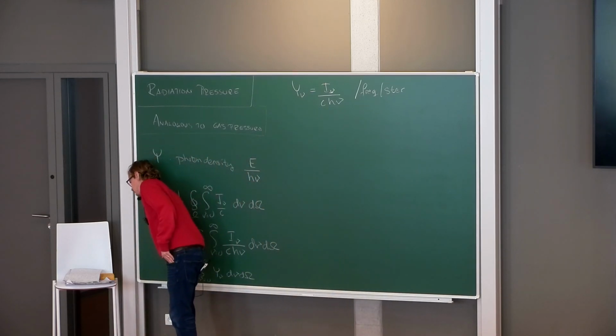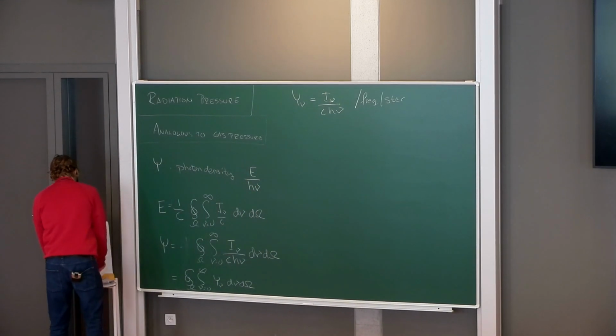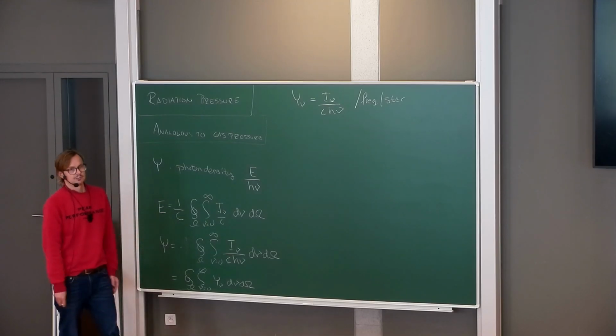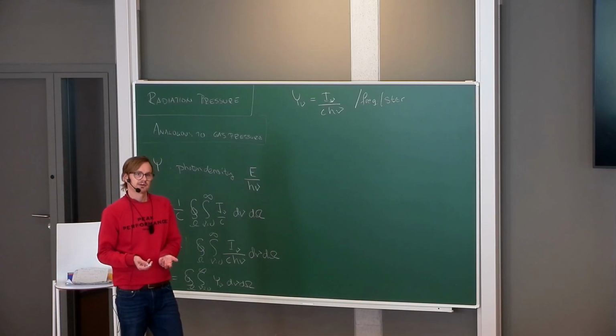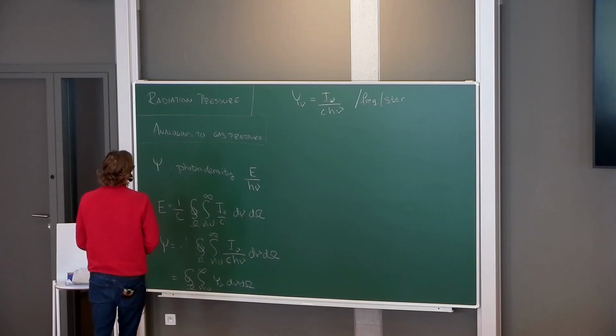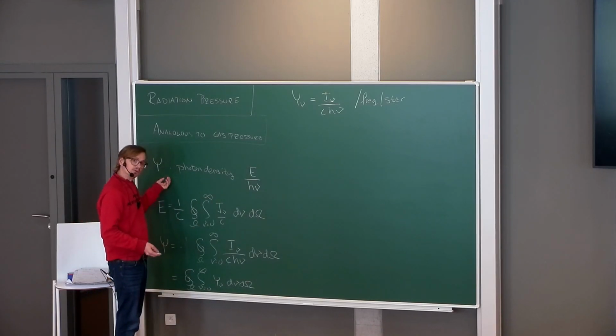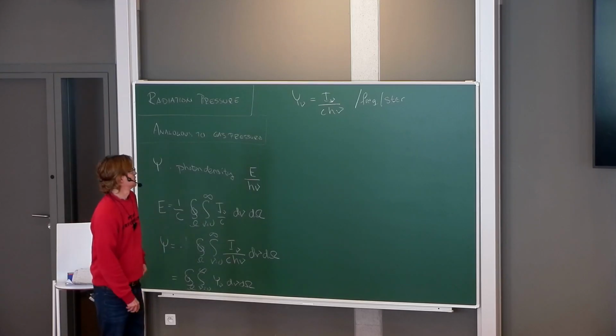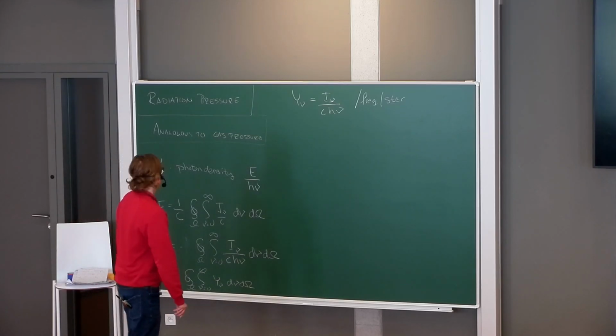Okay? So fairly straightforward. We will also use this when we discuss equilibrium black body radiation, because we can use them in order to get a feeling for the number of photons contained within a volume of black body radiation.